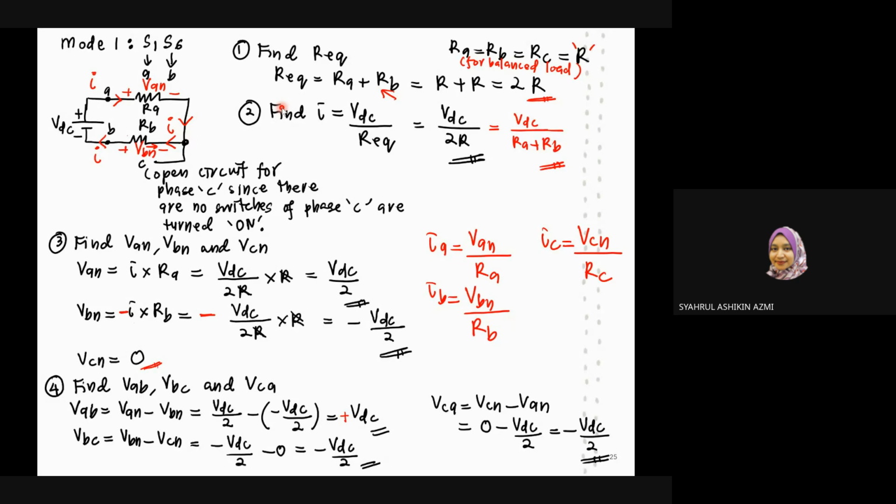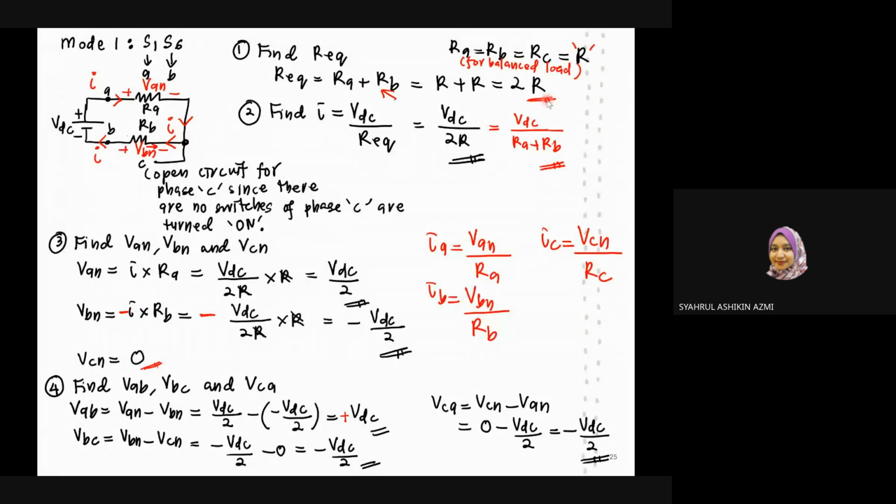Okay, so there are 4 steps, similar to the inverter with 180 degrees. Number 1, find the equivalent resistor. R equivalent in this mode number 1 equals RA plus RB. If you have a balanced load, where RA is the same as RB and RC, you can represent them with a single R. So we substitute RA and RB with R and R, and you get R plus R, which is 2R.